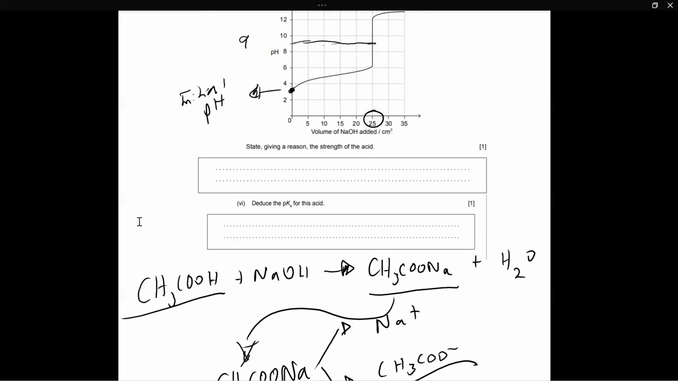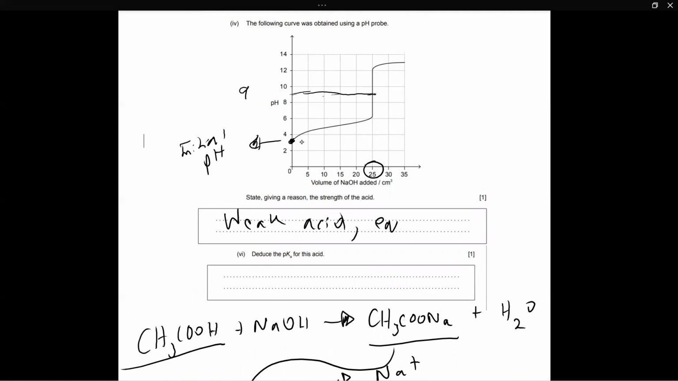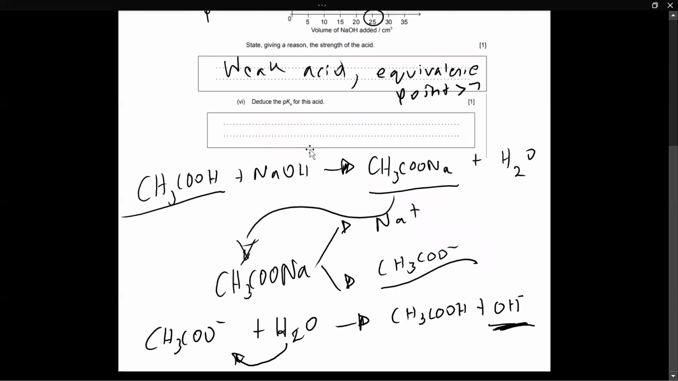So the reason that the acid is a weak acid, now we've deduced the fact that it is a weak acid, is because the equivalence point, sorry, give me a second. The equivalence point is greater than 7. I'm very sorry for my handwriting. Hopefully you understood that. So it is a weak acid, and it's a weak acid because the equivalence point is greater than 7. And hopefully you have also understood why the equivalence point is greater than 7. Hopefully you've understood that as well.